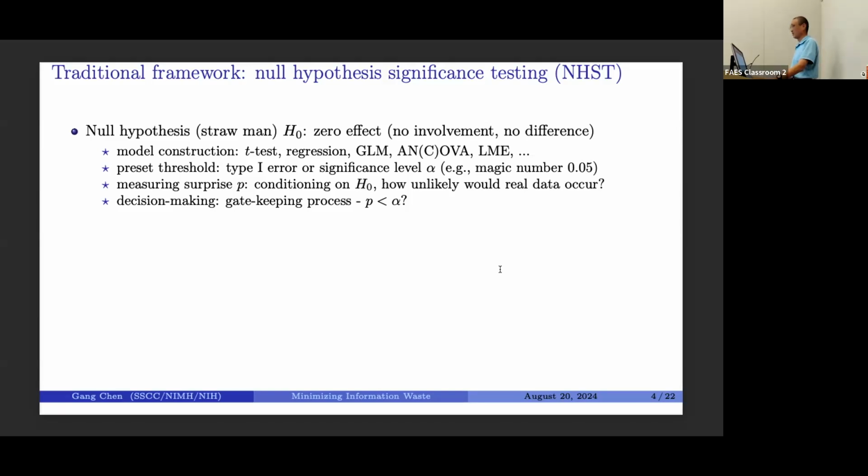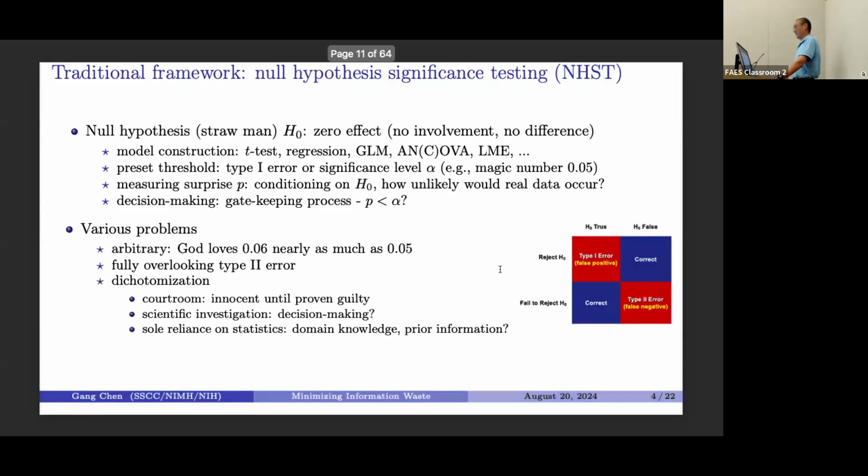Then there is a threshold, called the significance level, alpha. The alpha is usually, for some reason, 0.05. It was picked about 100 years ago by Fisher, the famous statistician, simply because it's a magic number, 1 over 20. Nowadays we are all stuck with that number, 0.05. But we can criticize that approach from many perspectives. There is a famous saying, God loves 0.06 almost as much as 0.05.